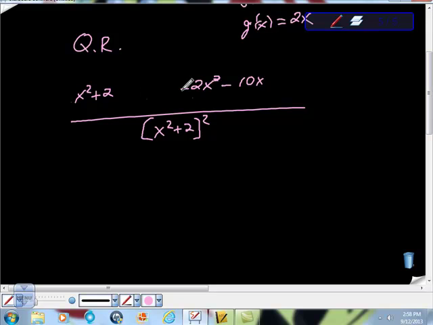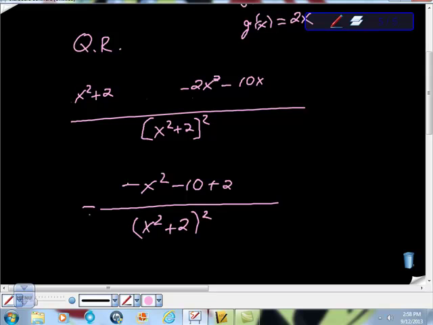I get x squared minus 2x squared is negative x squared, right? Minus 10x plus 2, right? As I clean that up, all over x squared plus 2 quantity squared. I'm just going through the algebra of this right now, and I'm going to get g prime at x right here, I hope. So that is what we get, isn't it?